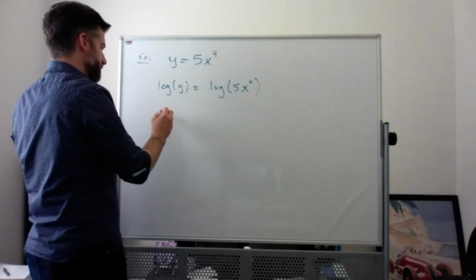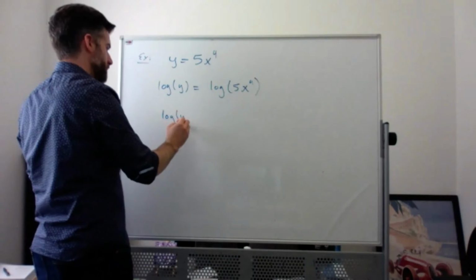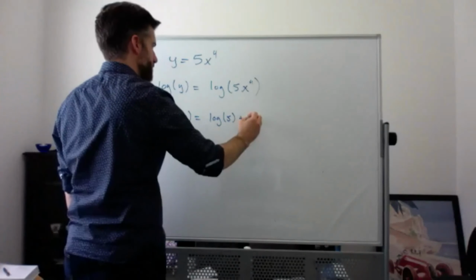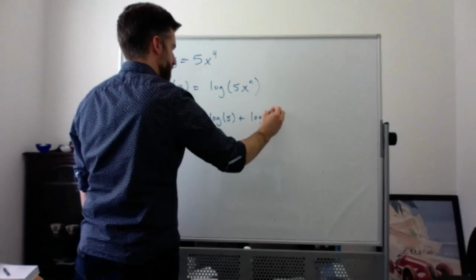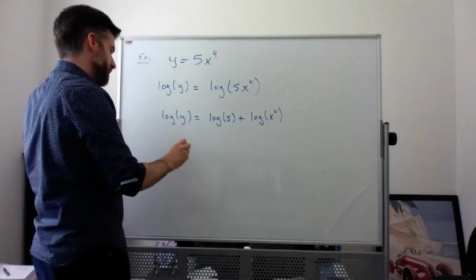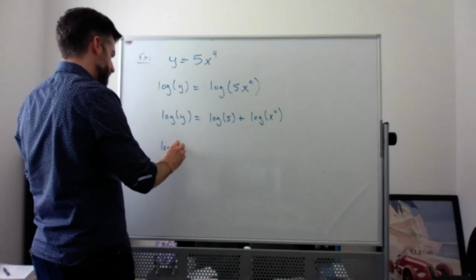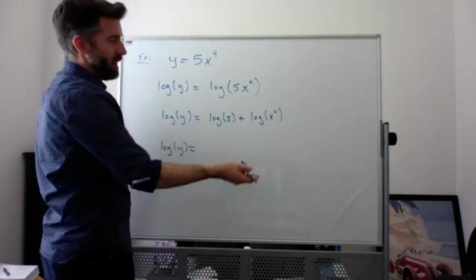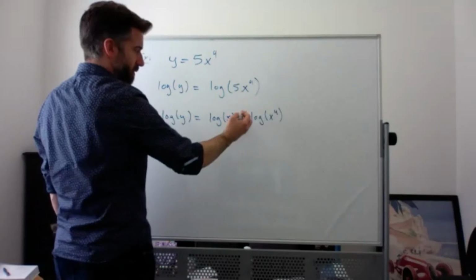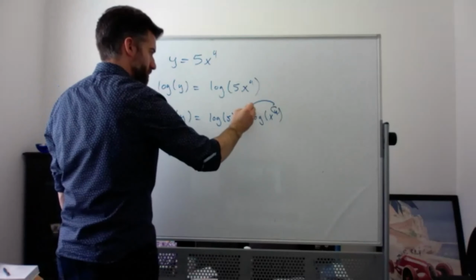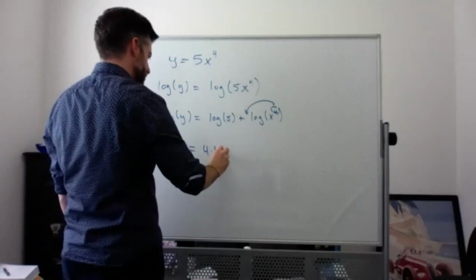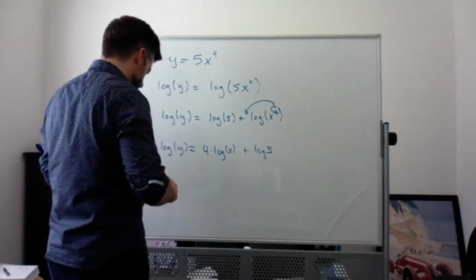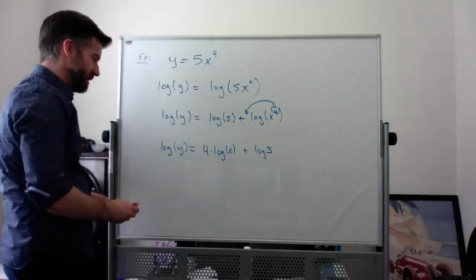So I've got log of y equal to log of 5 plus log of x to the 4th. And then here, I'm going to write this part first because we often write it first. And I'm going to bring the 4 that's a power out in front. So I'm going to get 4 times log of x plus log of 5.